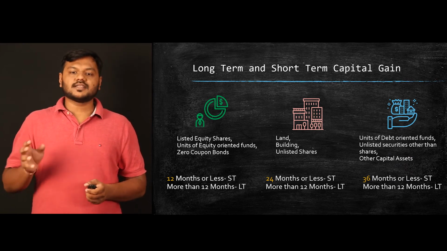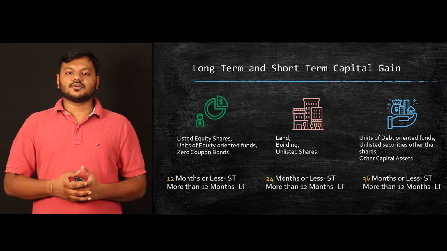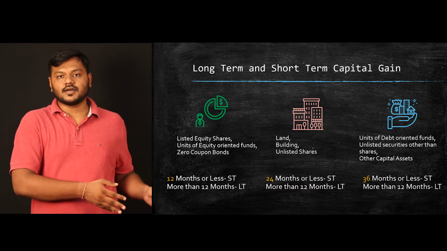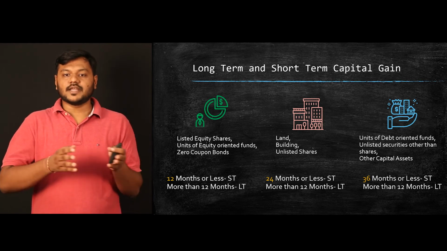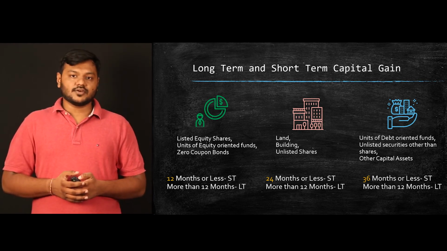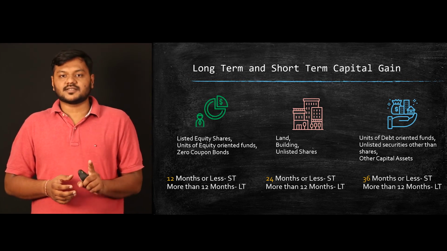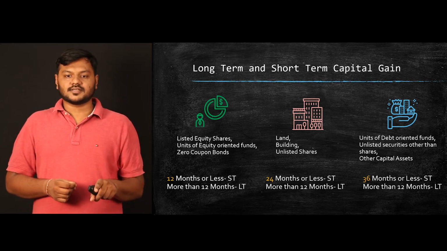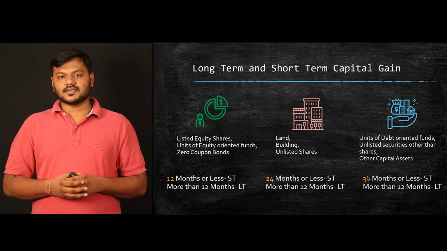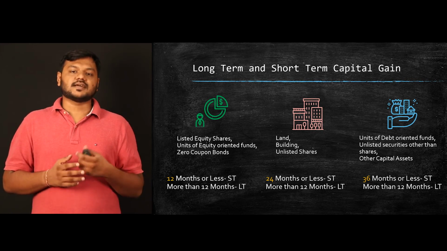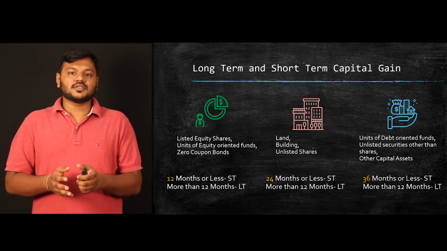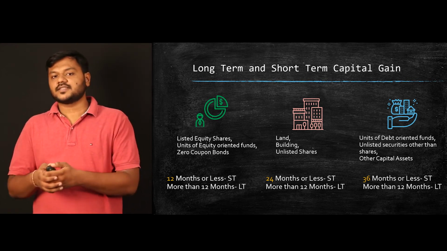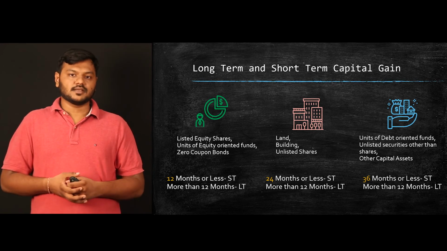And all other assets, which will include units of debt oriented fund, because units of equity oriented fund have been covered under 12 months. So units of debt oriented fund, unlisted securities, mark this, this is not unlisted shares, this is unlisted securities. So unlisted securities other than shares, or all other capital assets, for that the time period is 36 months, which means before 36 months if you are going to sell, that would be short term capital gain. After 36 months if you are going to sell, there will be long term capital gain.